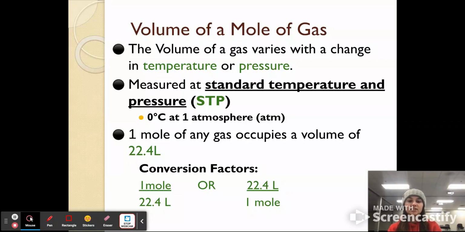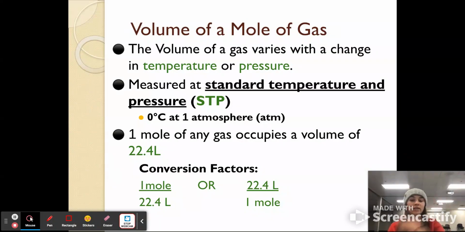Everything you need to write down is in green, just a heads up. STP. So STP is at 0 degrees Celsius or 32 degrees Fahrenheit and at 1 atmosphere of pressure, but we will talk about that more later. All you need to really know right now is that 1 mole of gas is equal to 22.4 liters.